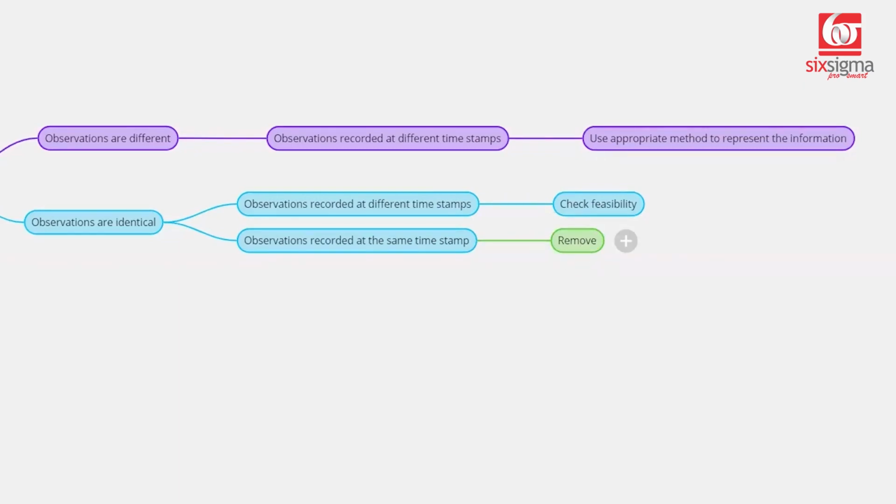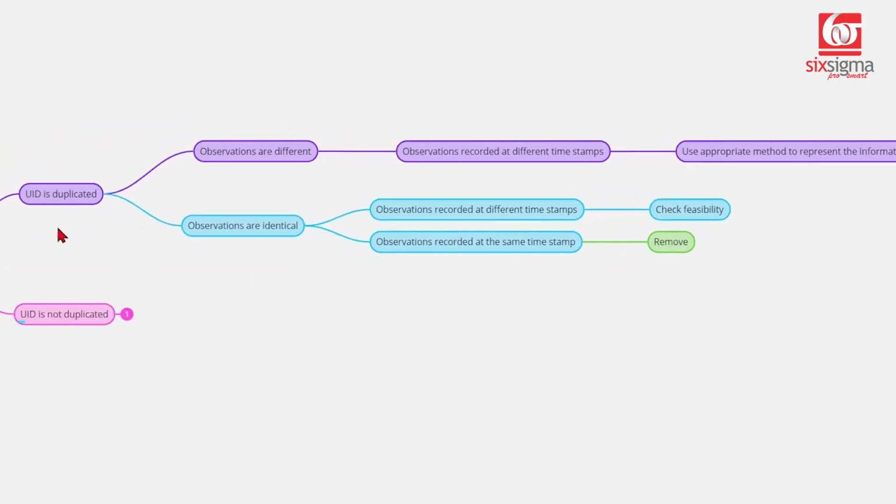And this is probably the only case where you can remove the duplicates with a lot of confidence. Why would you have the observations recorded at the same timestamp captured twice in your data? You can simply go ahead and remove them. But again, then you have to figure out, is it what happened? Do you actually have an error in capturing the row? You captured it twice by mistake? Remove it. Now, let's say you have a unique identifier that is not duplicated.